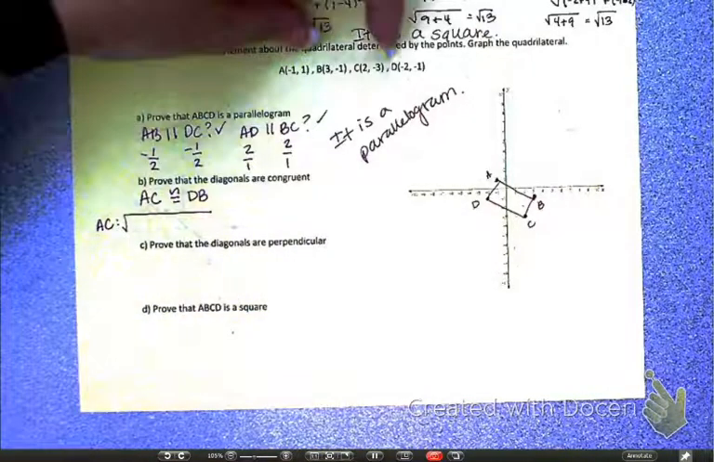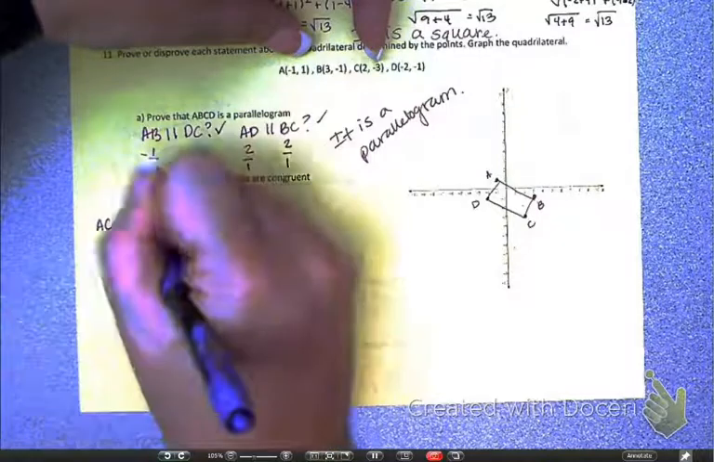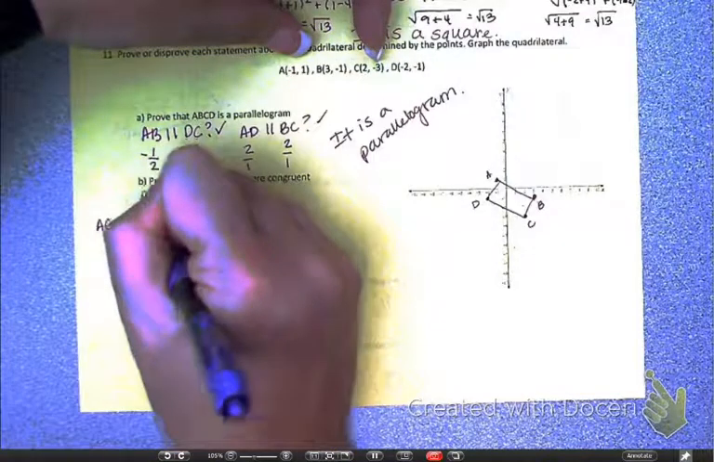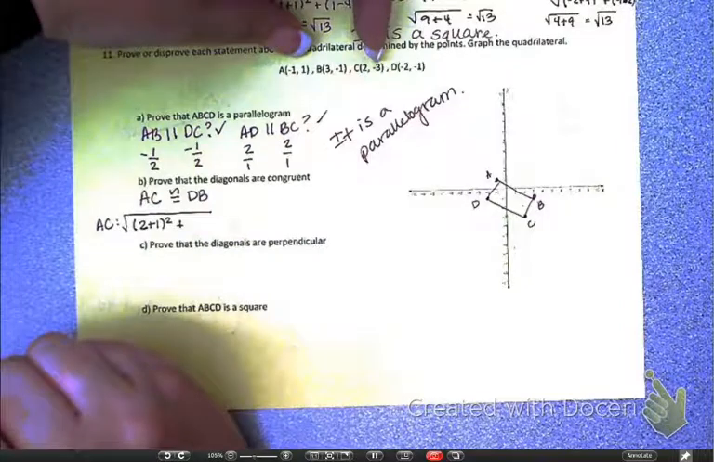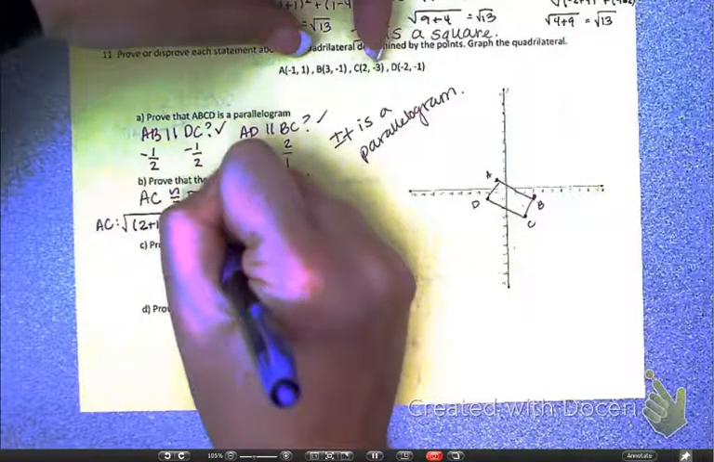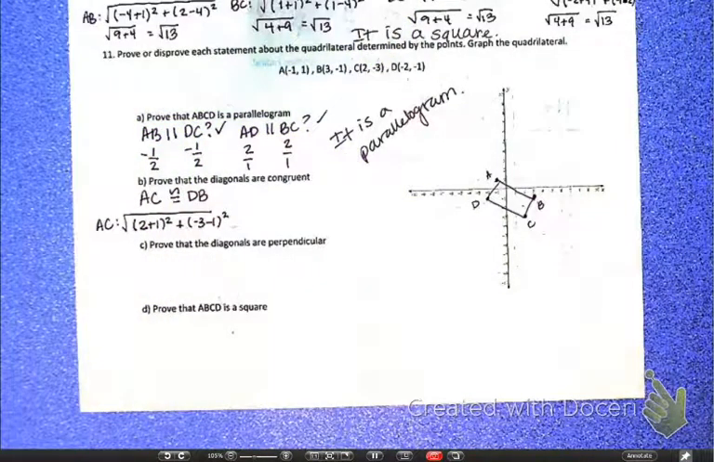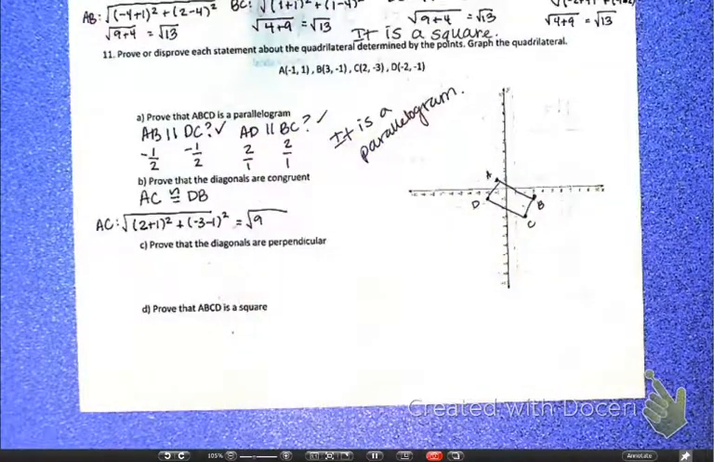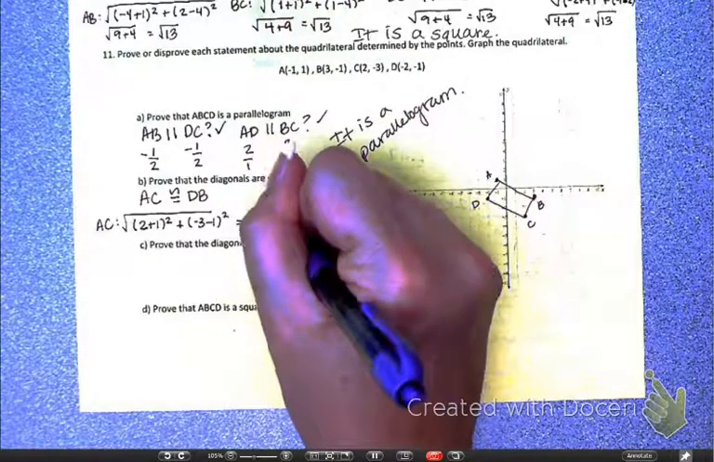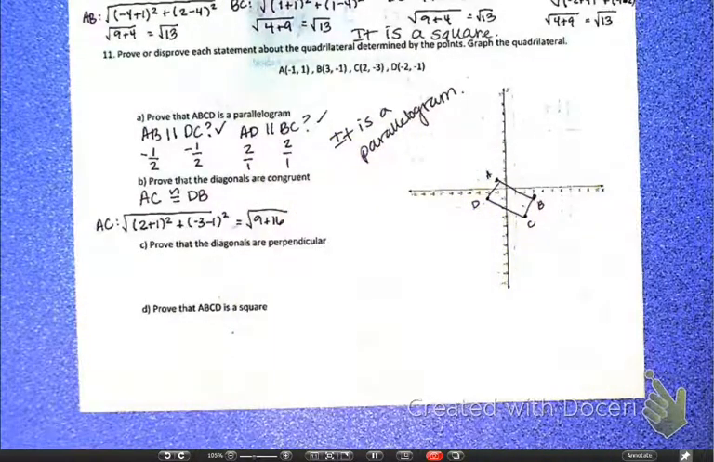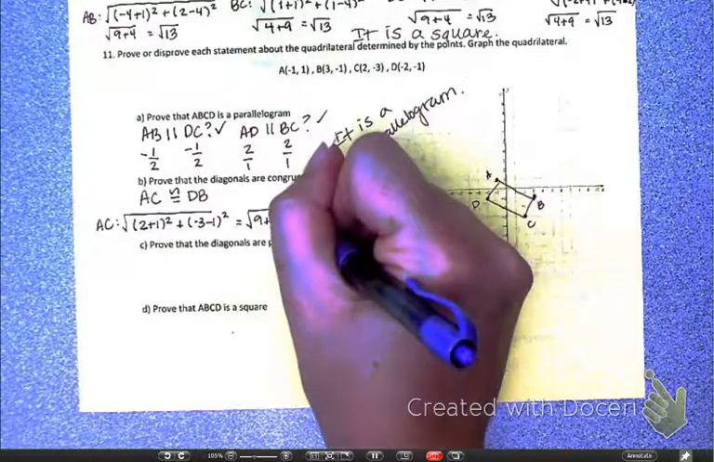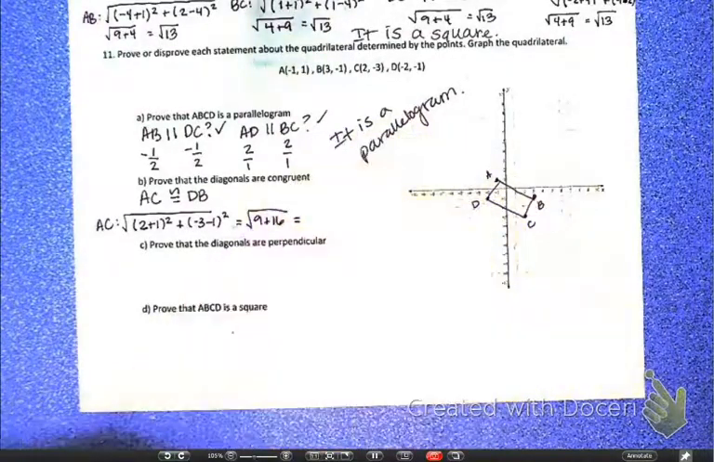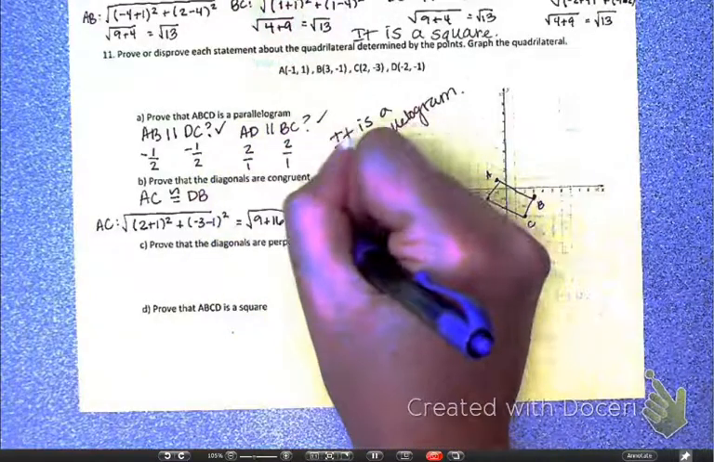AC, 2 minus a negative 1 is plus 1, and then negative 3 minus 1. So 2 plus 1 is 3. 3 squared is 9. Negative 3 minus 1 is negative 4. Negative 4 squared is 16. 9 plus 16. And what's the square root of 25? 5. Okay, so the length of AC is 5.